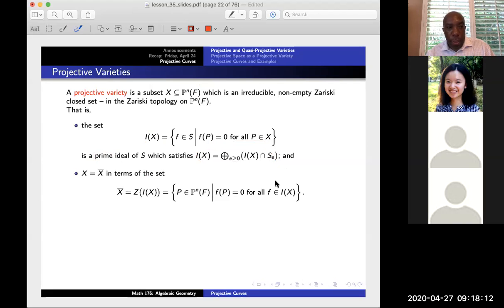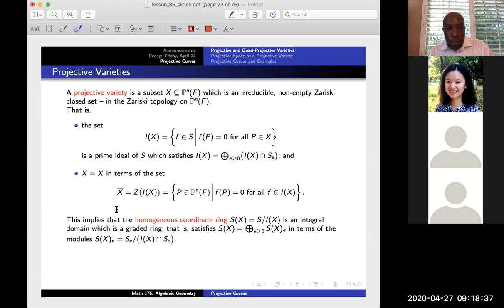Zariski closed simply means that x should be equal to the following set. Remember that once you have I of x, that's your prime ideal, you can look at the closure of this. This is what I mean by Z of I, the zero set of I. And then this should just be equal to x again. So this is what it means to be Zariski closed.